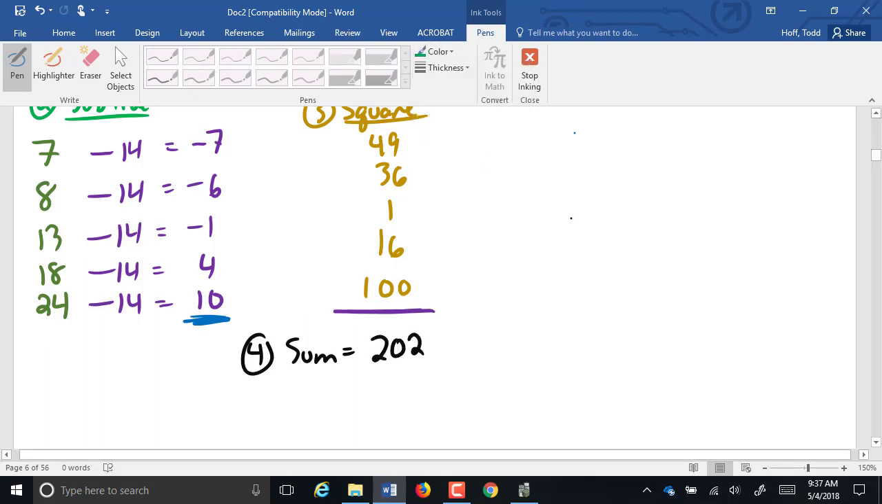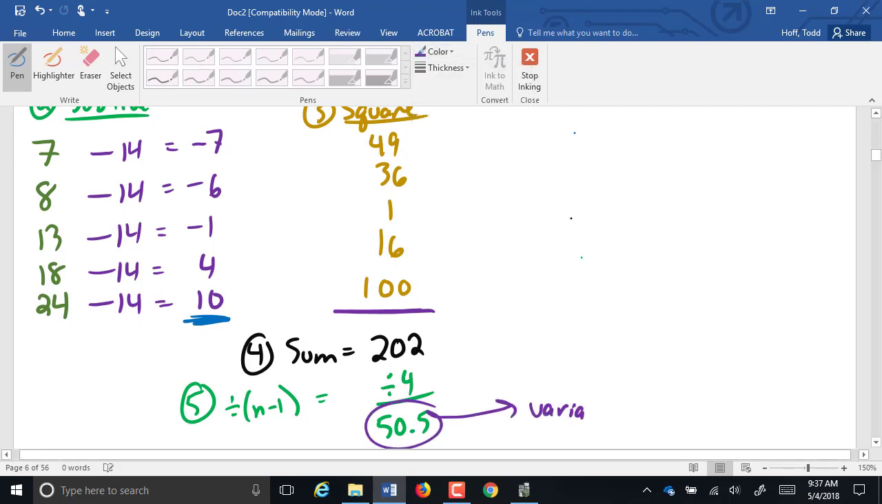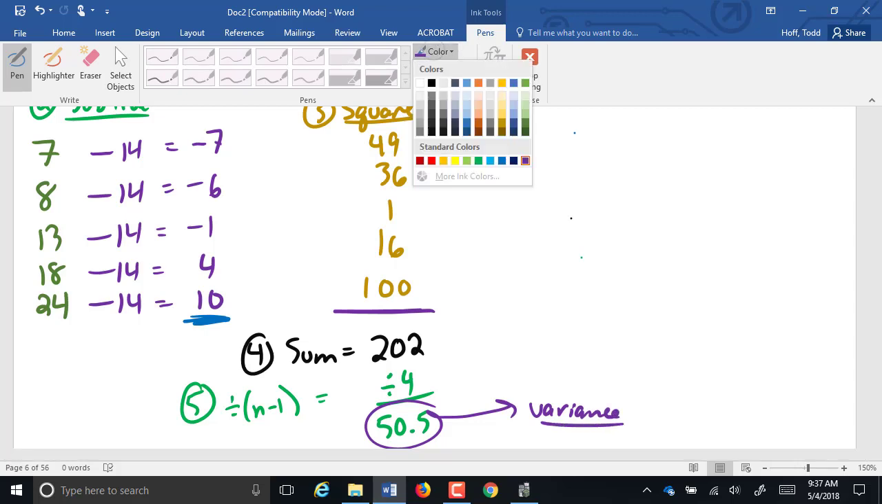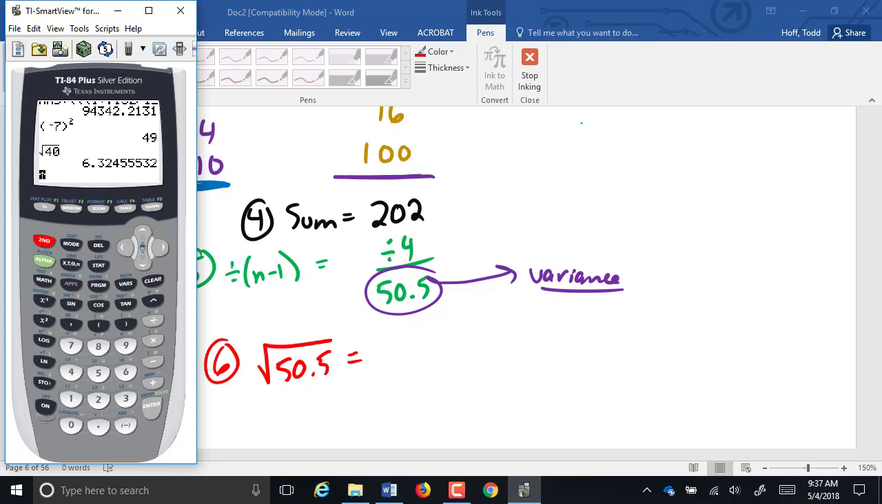Step 5 is where it got tricky. What do we do on step 5? We're going to divide by n minus 1. Since n is 5, we divide by 4, which means we get 50.5. That number there, by the way, would be the variance. But we weren't asked for the variance. We were asked for the standard deviation. How do we do that? Square root. Square root of 50.5 is 7.11.